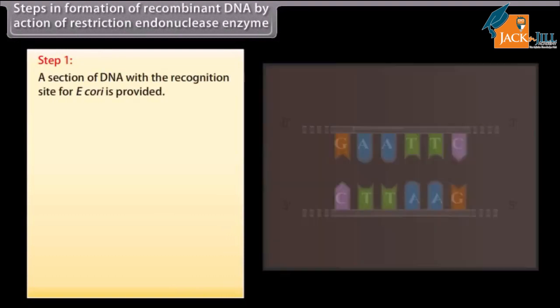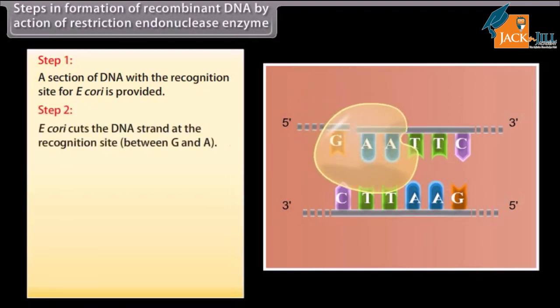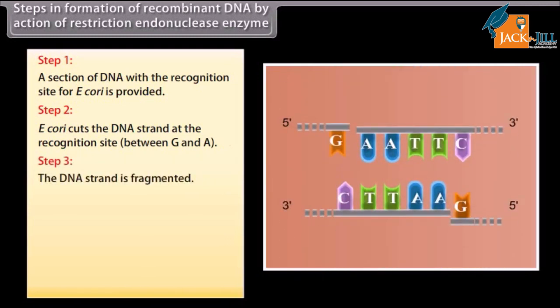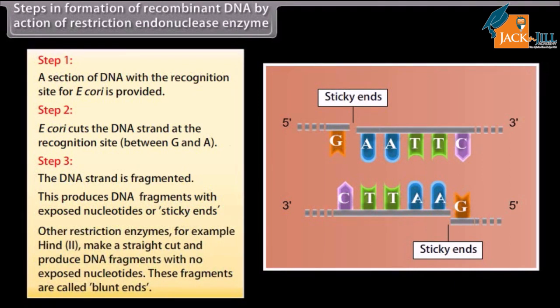Step 1. A section of DNA with the recognition site for EcoRI is provided below. Step 2. EcoRI cuts the DNA strand at the recognition site between G and A. Step 3. The DNA strand is fragmented. This produces DNA fragments with exposed nucleotides, or sticky ends. Other restriction enzymes, for example HindII, make a straight cut and produce DNA fragments with no exposed nucleotides. These fragments are called blunt ends.